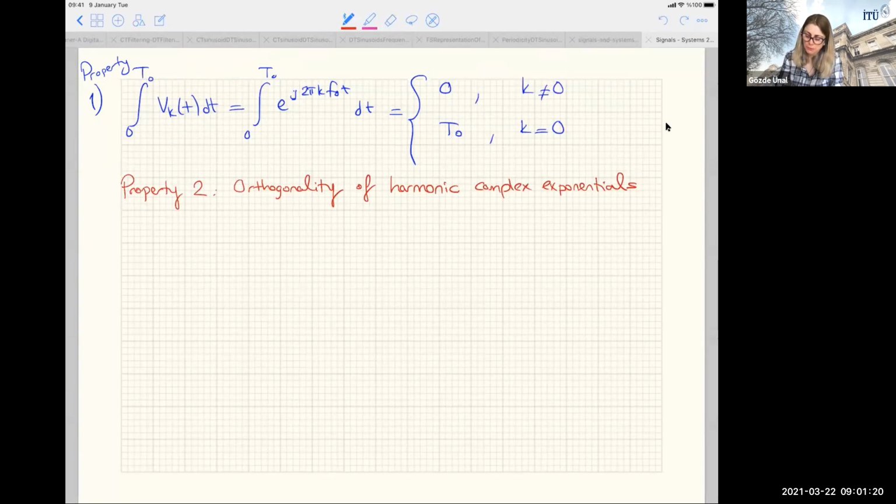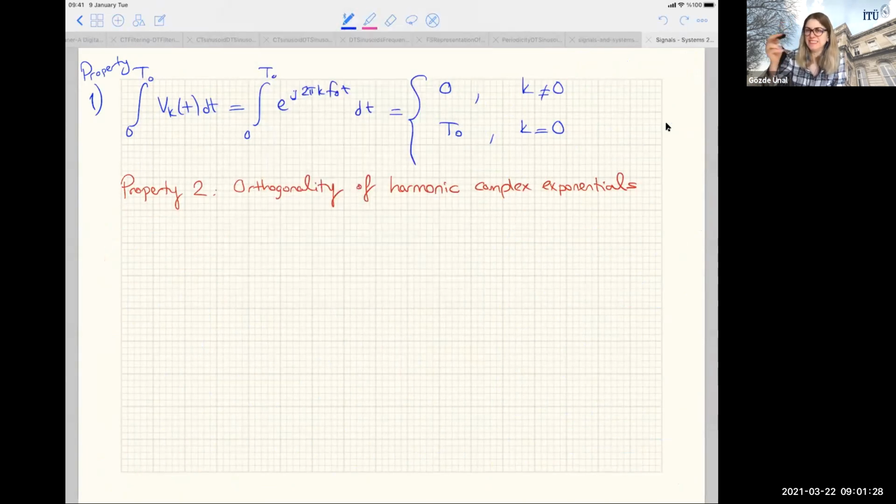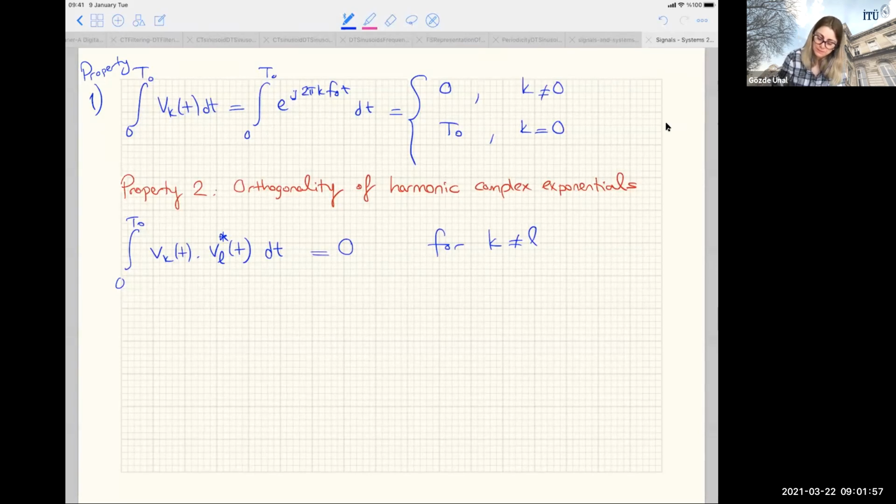Orthogonality is also very important. Orthogonality means take two basis functions, meaning two different indices. Take the inner product, Vk of t times V sub L of t, complex conjugate. That's an inner product in this infinite dimensional function space. We will show, guys, this is 0 for k not equal to L. So let's show this.